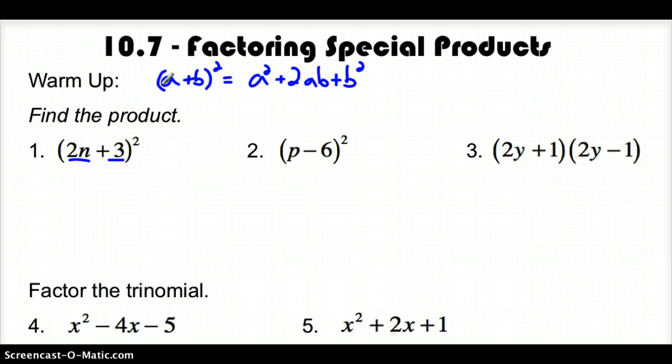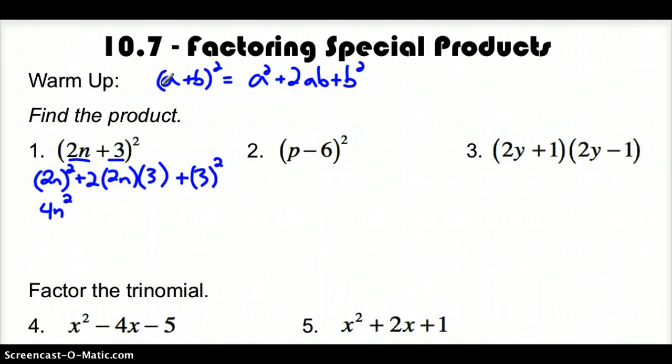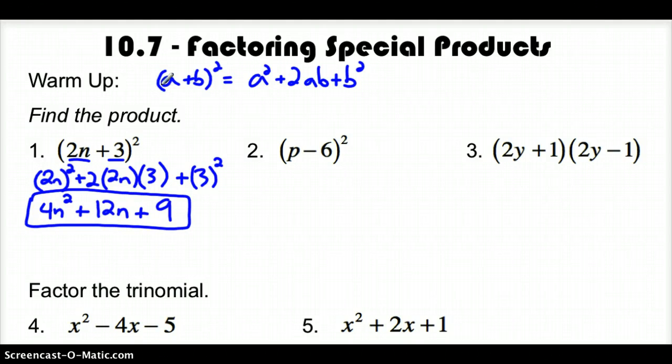So the pattern works out to (2n) squared plus 2 times a times b, where our a term is 2n and our b term is 3, plus b squared, which is 3 squared. Simplifying, (2n) squared is 4n squared, plus 2 times 2n times 3, which is 12n, and then plus 3 squared gives us 9. This is what I get using my special product pattern. Again, if you really wanted to, you could just FOIL that out, combine like terms, and get the exact same thing.